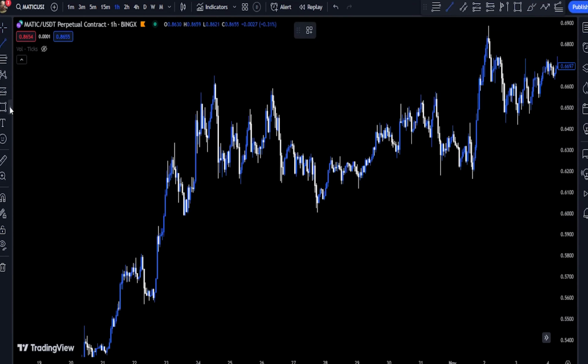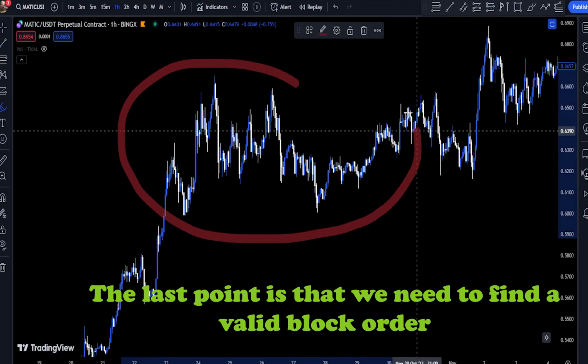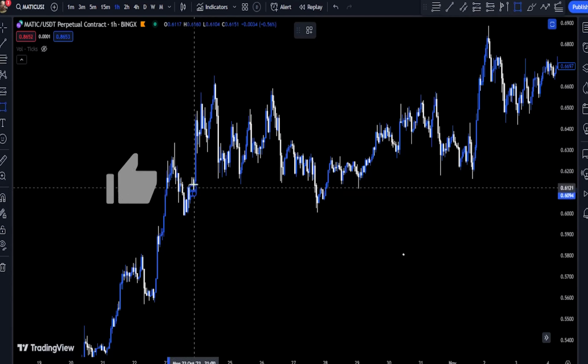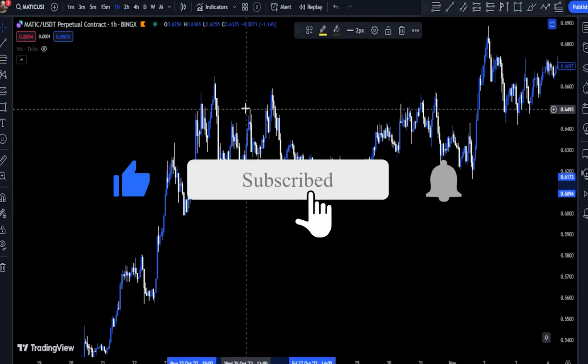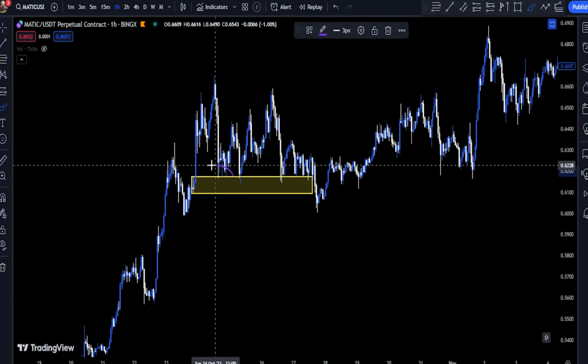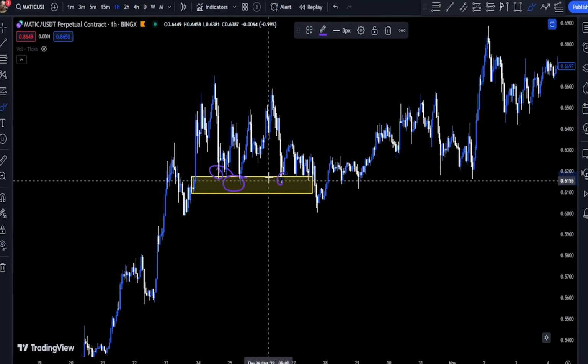Well, the last point is the entry, but I'll tell you a secret that your win rate will go up. When you open a position, think about this. If you were a bank, where would you enter the liquidity area? Or should you say which area has high credit? If you enter before the order block, is there one?